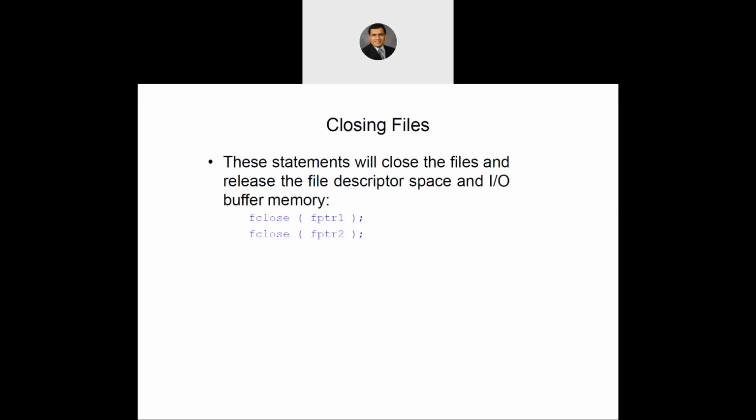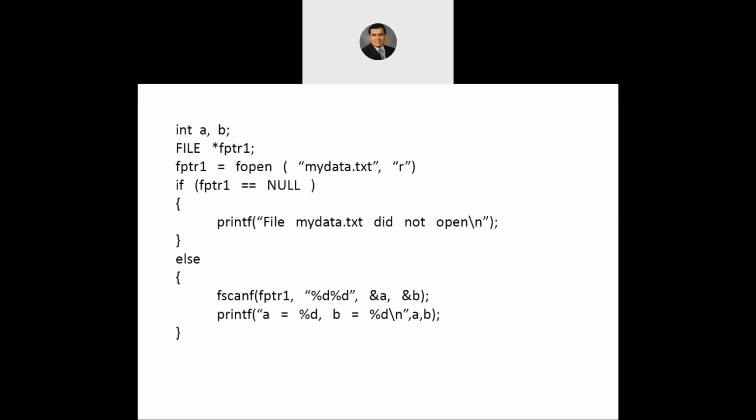And every time you open a file, don't forget, every time you create a file pointer and associate it with a file, you have to also close it so that you release memory. Okay? Now, let's look at this program. What am I doing? I'm creating a file pointer. I'm associating my file pointer to a file known as mydata.txt. And the association is in the read mode. So I'm going to read.